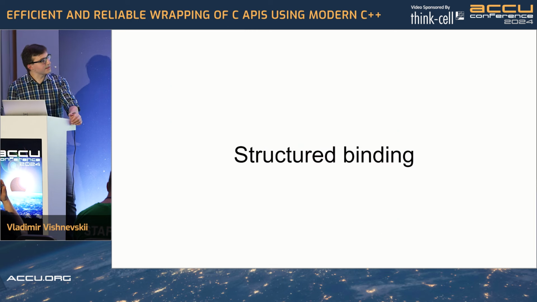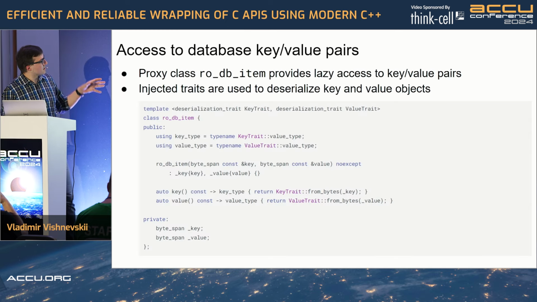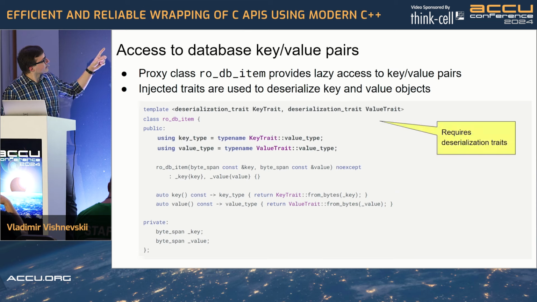One more nice thing to consider is that we also have structured binding. And if we have an object, and in our case, we have some form of the object that performs the lazy deserialization of the data. This is how our items are represented in our C++ API. So we have our views within the storage. Those are our byte spans here. And it, based on the serialization, deserialization traits, performs deserialization on demand when the key and value are called.